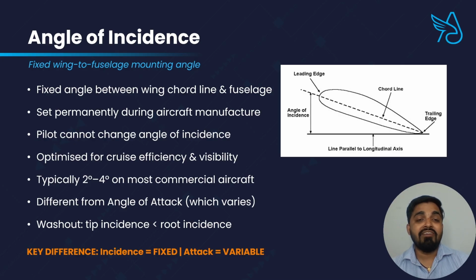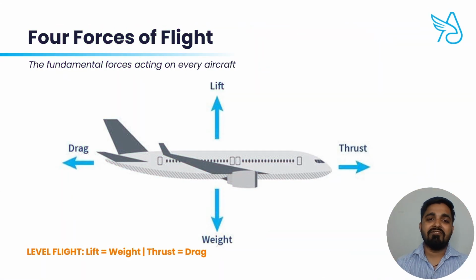But the angle of attack always changes whenever the aircraft climbs or dives, or even cruises. Simple way to remember: the angle of incidence is fixed and set during manufacturing, it never changes, and the angle of attack is variable, which changes every moment in flight. This is the heart of all flight physics.